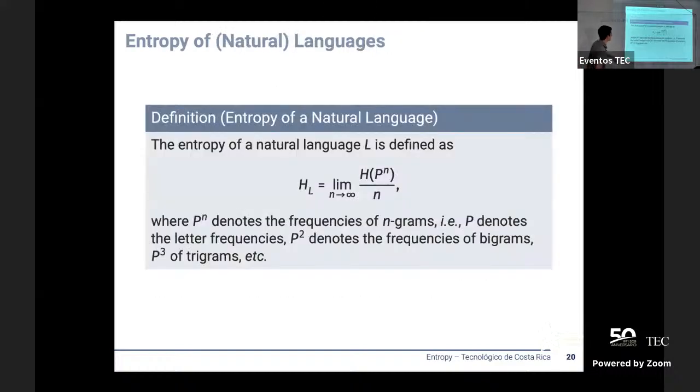Okay, so move on to entropy of a natural language. So again, just a boring definition. Let me also check how much time. Okay. I'm not sure how many slides I have left. Okay, yes, I think maybe we even finish a bit before time.